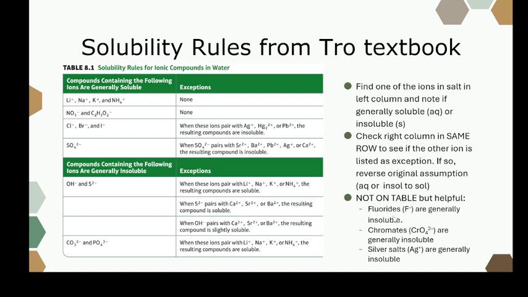All right, so what you can't see on this table, it doesn't have everything listed, but it is helpful to know that generally fluorides are insoluble. So chloride, bromide, iodide are generally soluble, but fluoride is in the same group as those and is generally insoluble. Chromates are not listed here. Chromates are generally insoluble, except for these group 1 ions. And then silver salts are generally insoluble as well. Again, only if it's with one of these, lithium, sodium, potassium, or ammonium, would it be soluble.